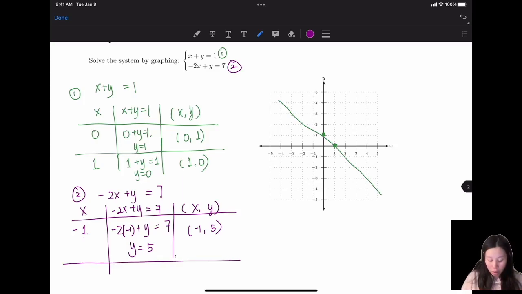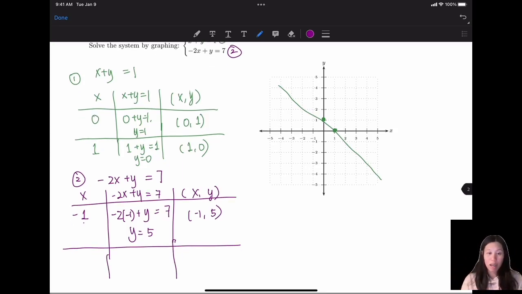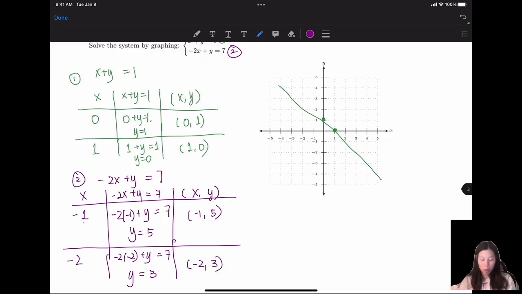Okay, and for the next ordered pair, it seems we want to pick a negative number. Otherwise, it's not going to be on the coordinate plane. So let's pick negative 2. If x equals negative 2, when you solve it, we have 4 plus y equals 7. So y is equal to 3. So negative 2 and 3. Okay, we found 2 points. We label it on the coordinate plane. Negative 1, 5, positive 5.